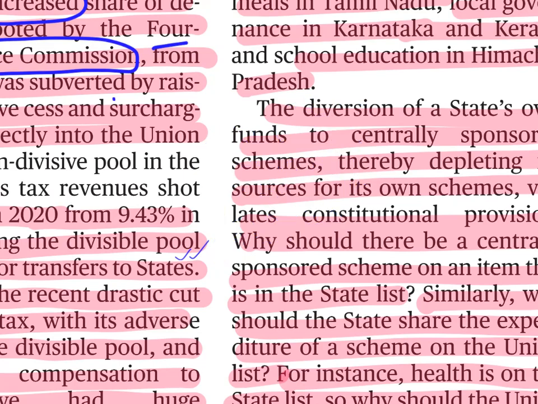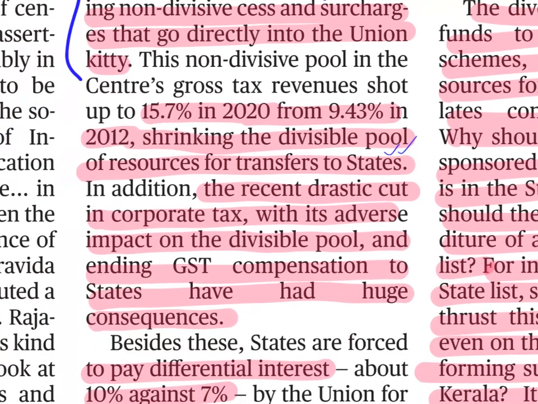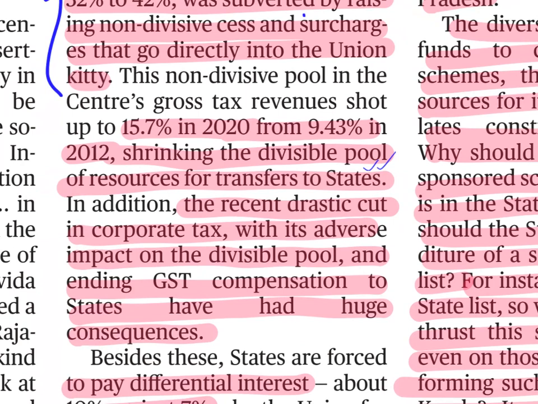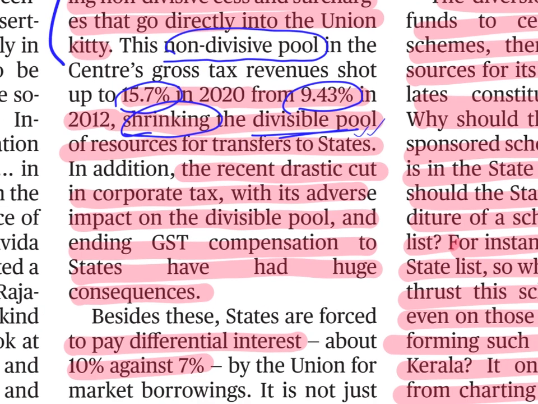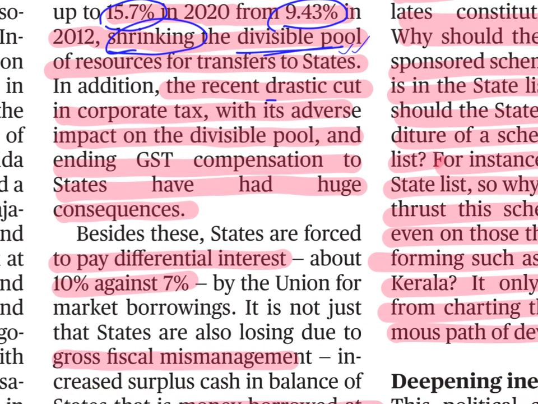So even though Finance Commission is trying to help the states, center started playing this kind of trick. So the non-divisible pool has gone up from 9.43% to 15.7%, and the divisible pool is now shrinking. Another aspect is the drastic cut in corporate tax. Recently the government has cut down corporate tax. Corporate tax goes to the divisible pool, so when you are cutting it, the divisible pool gets shrunk further.